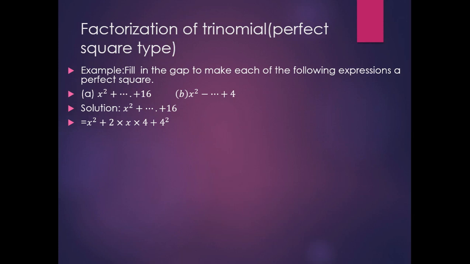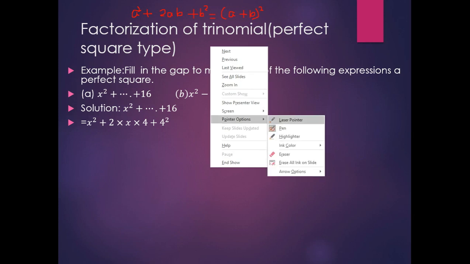So we have the formula: a square plus 2ab plus b square equals a plus b whole square. Okay, so if we can make a square plus 2ab plus b square, then we can write a plus b whole square. This will be a perfect square.